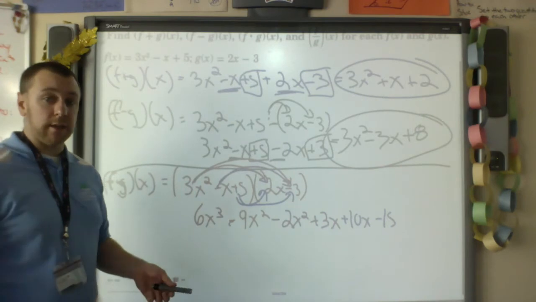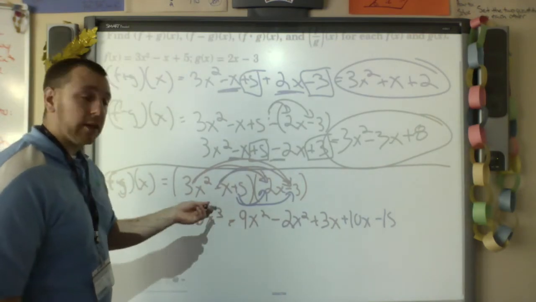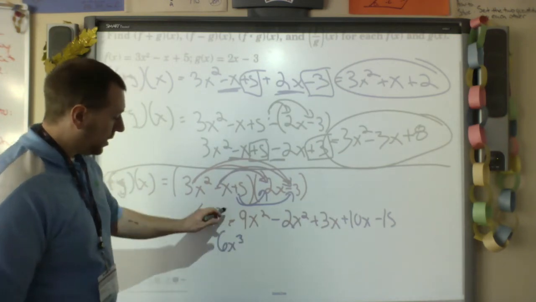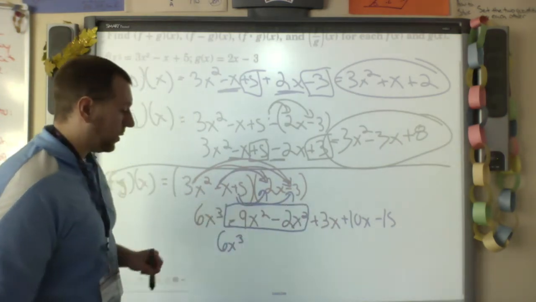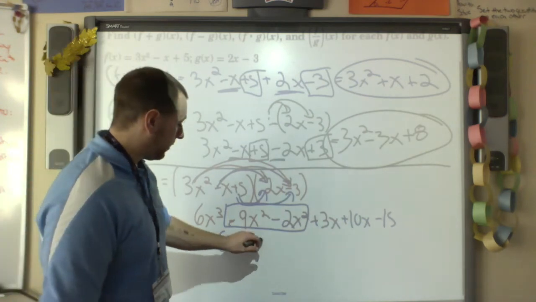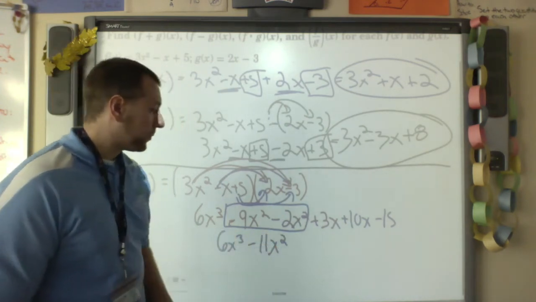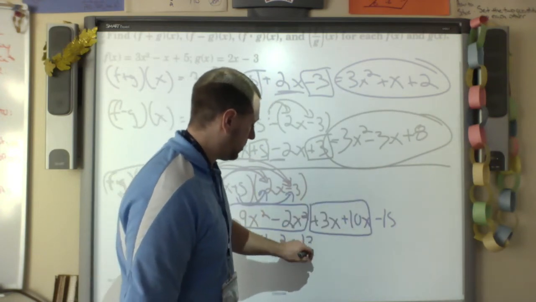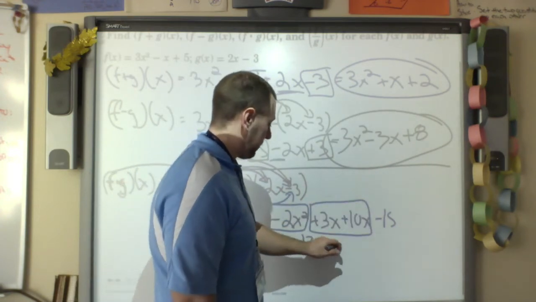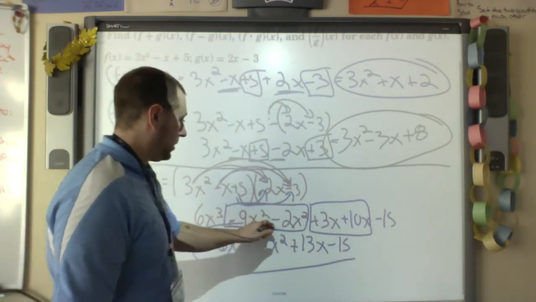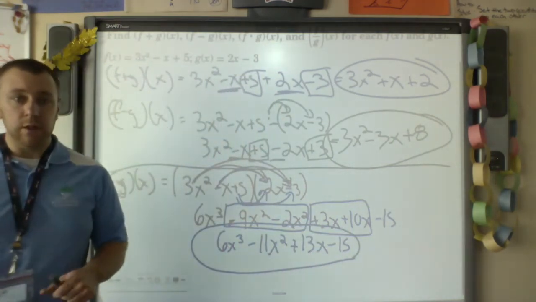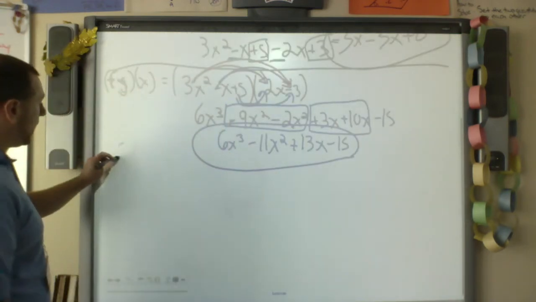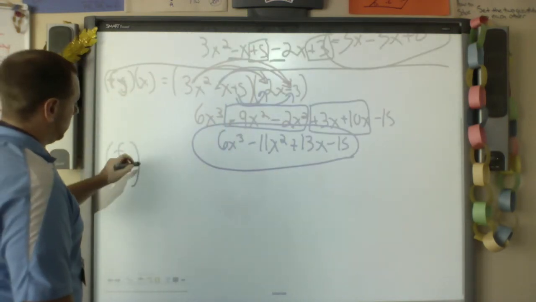Now I just combine my like terms. Well, there's no other x cubes, so it's 6x cubed. I combine my x squareds, it becomes negative 11x squared. I combine my x's, and then I just have that one number. And there is my answer. Okay. The last one is my f divided by g of x.